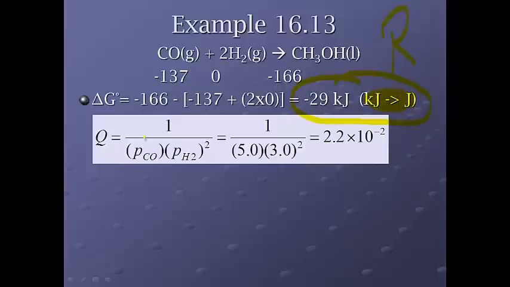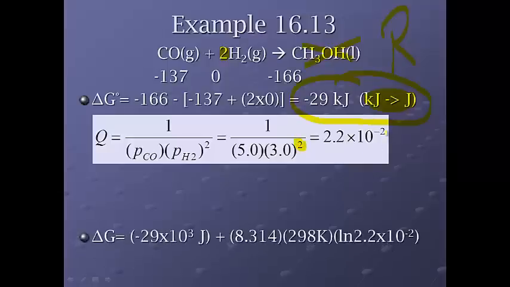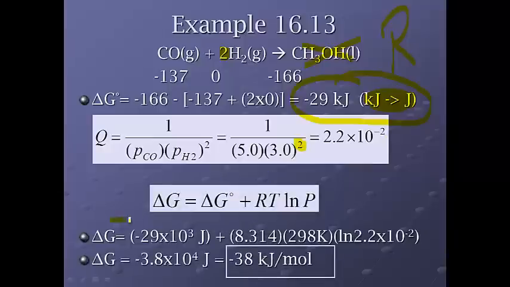R value. Okay, now to find Q, methyl alcohol is a liquid, so it's not going to count. So it's 1 over the two reactants. Hydrogen has a coefficient of 2, so that's why we're going to square it. So our Q is going to be 2.2 times 10 to the negative second. So now we can go ahead and find delta G. There's my equation. Okay, so we're solving for delta G. We've got our delta G prime, which we found up here. Remember, we just multiplied by 10 to the third to get to joules. We've got temperature, and we've got the natural log of Q.